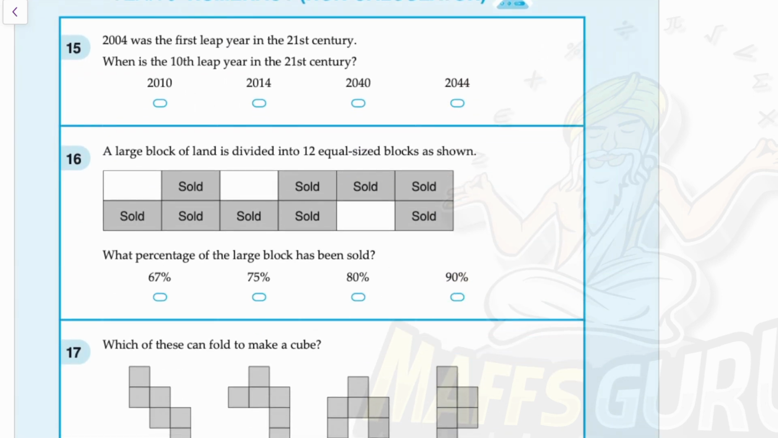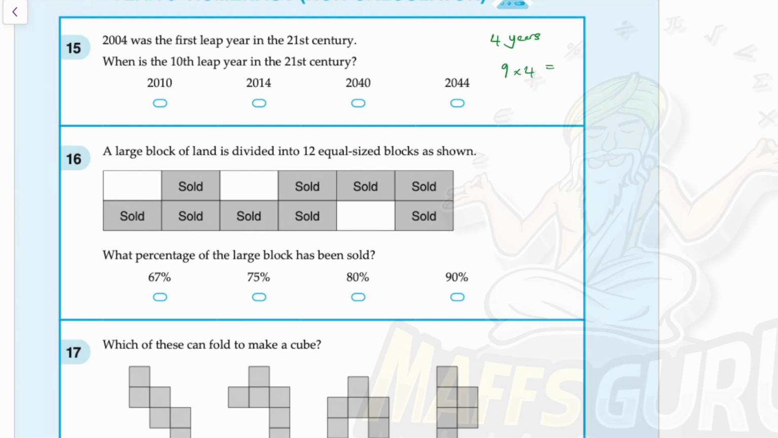2004 was the first leap year in the 21st century. When is the 10th leap year in the 21st century? Well, a leap year occurs every 4 years. So if we've got 10 leap years, the first leap year, when was the 10th leap year? Well, basically, if that's the first, we want to go first, second, third, fourth, fifth, sixth, seventh, eighth, ninth, 10th. We want 9 more leap years.